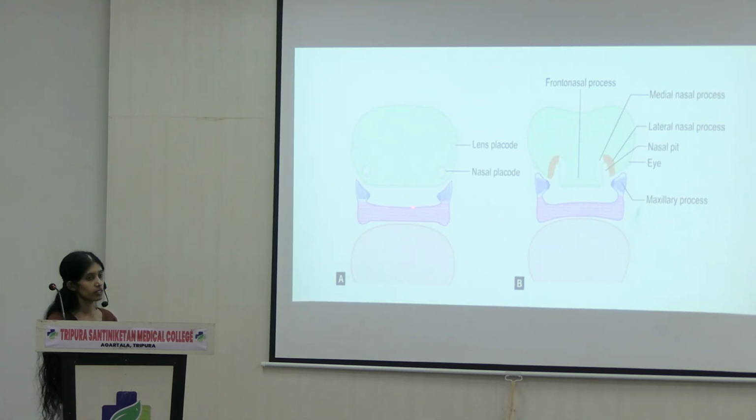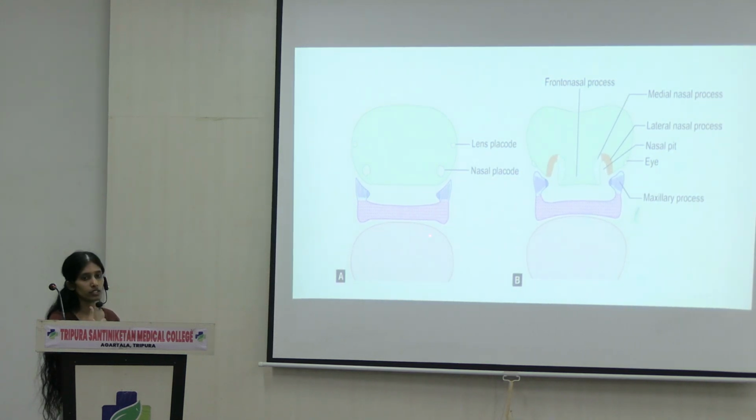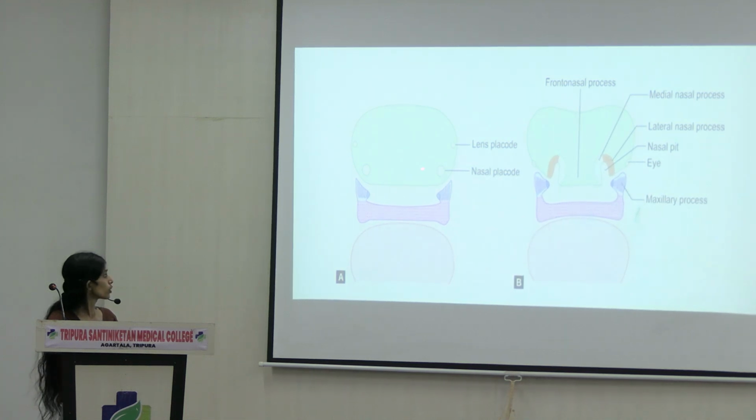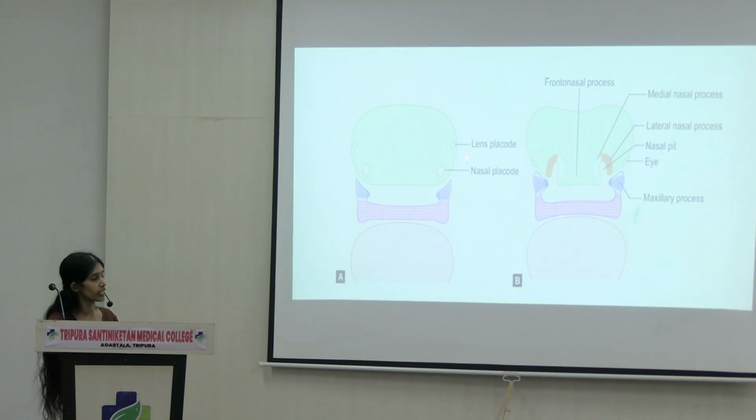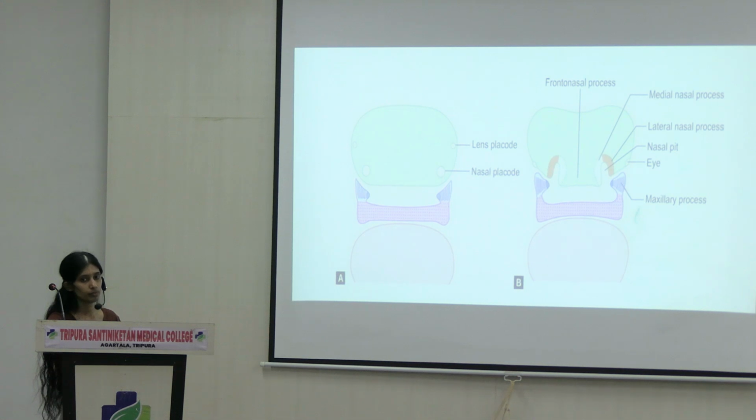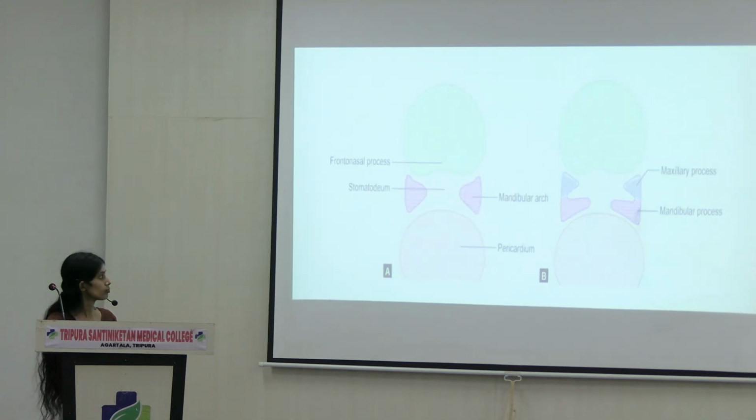Next, once the mandibular processes join with each other, we can see the thickenings. One is the nasal placode and another one is the lens placode. Next we can see the nasal pit, which is opening into your stomodeum region, and surrounding the nasal pit we have the medial nasal process and lateral nasal process. Any doubts in this diagram?